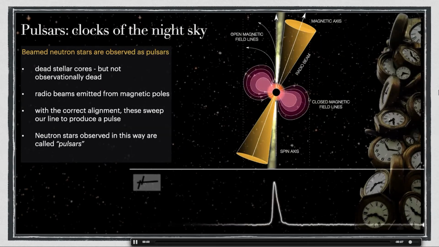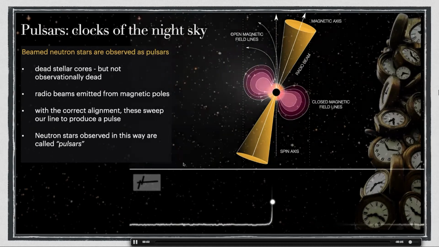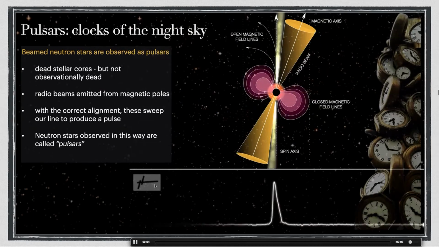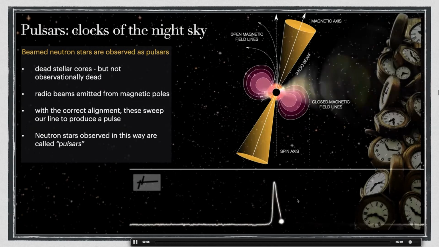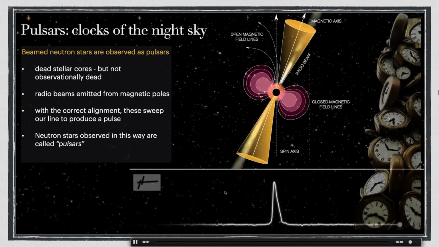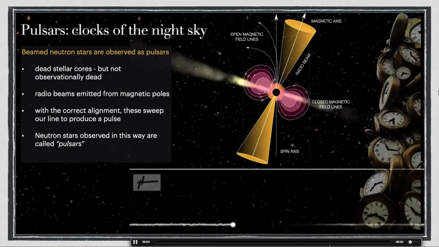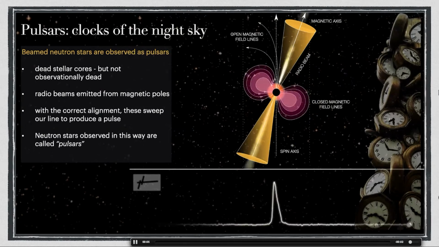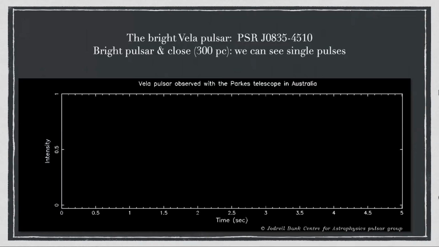Okay, so from an observational perspective, as this animation is showing you, and as we also learned from the beamforming lectures, every time the beam sweeps your telescope, you get this light curve or this pulsed emission. Here I will show you single pulses from a very bright pulsar called Vela.